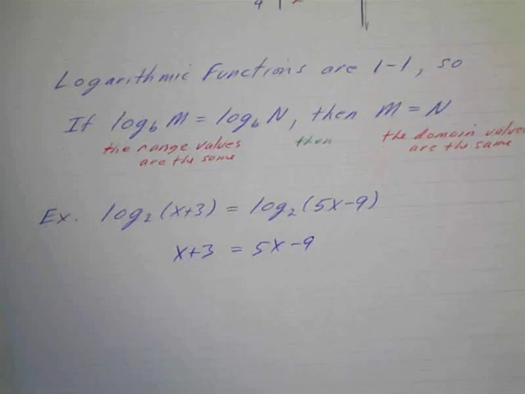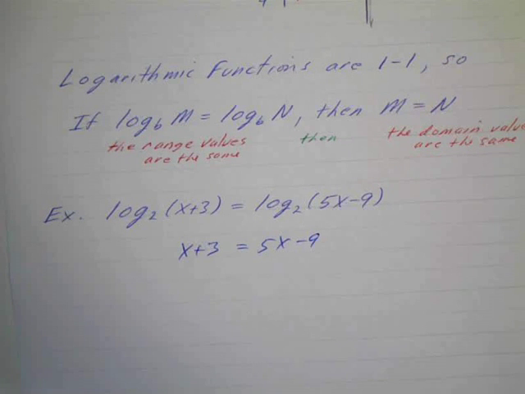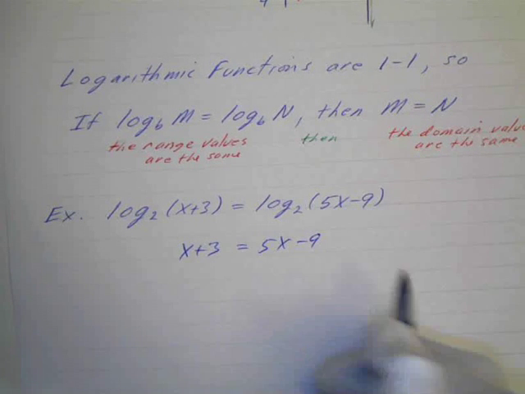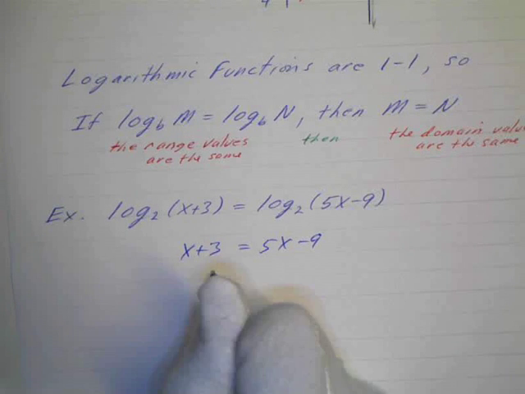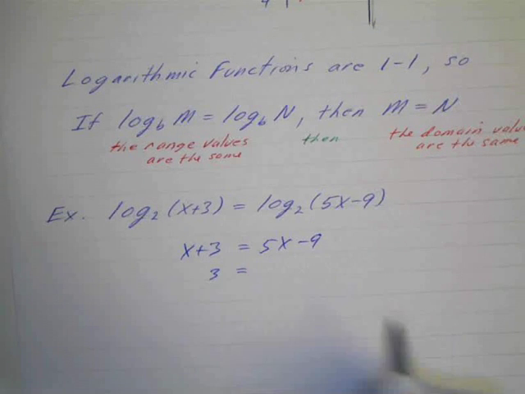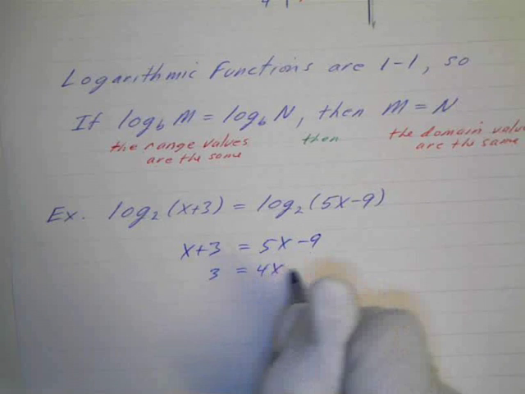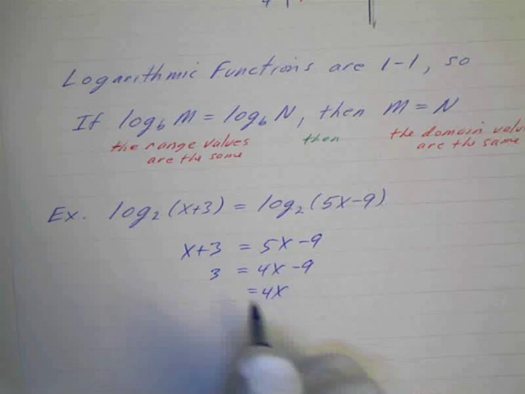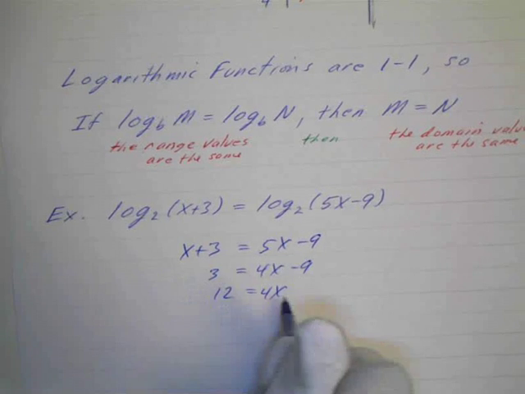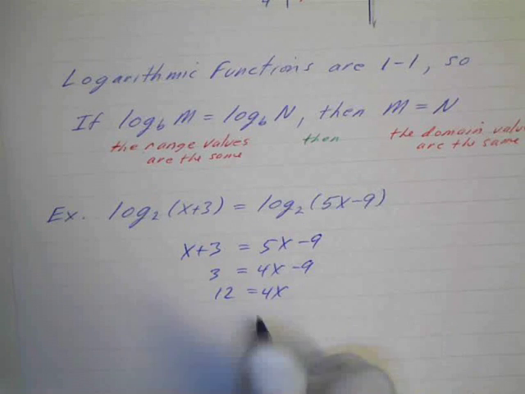Well, that's pretty nice, isn't it? Because then we get to solve that simple equation. What I can do is subtract x from both sides, and I would have 3 equals 4x minus 9. I can add 9 to both sides, so I get 4x equals 12. Then I can divide both sides by 4, and x equals 3.